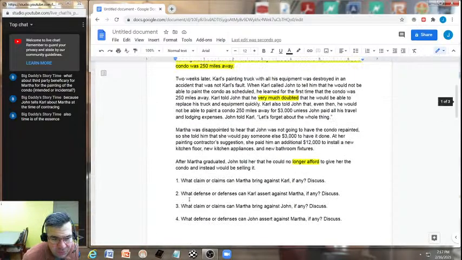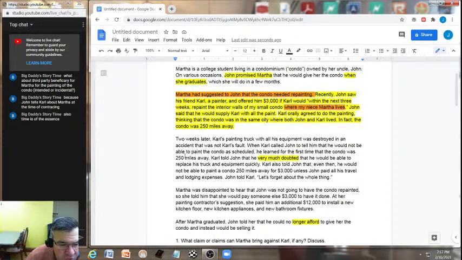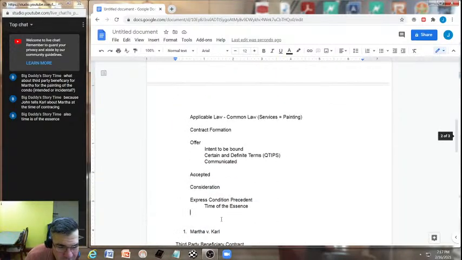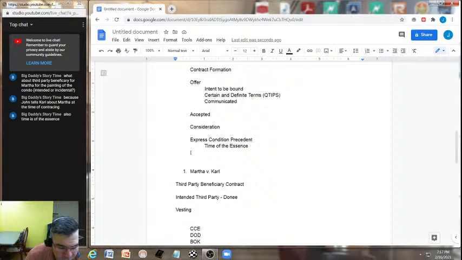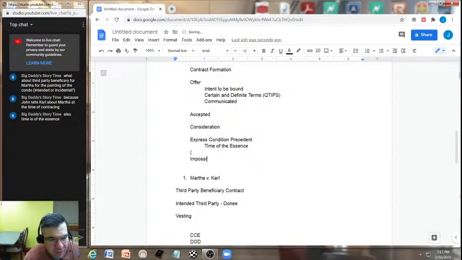Now after express condition, was there anything later in our question? 2 weeks later, Carl's painting truck with all of his equipment was destroyed in an automobile accident that was not Carl's fault. So this is the aspect too about the Carl's painting truck. Well, it was unable to perform. So we want to make sure to argue about impossibility, that Carl's going to say it was impossible for him to perform. So discharge of duty through impossibility. Remember, this isn't prevention, because it wasn't his fault. Okay, so this is more discharge of duty through impossibility.